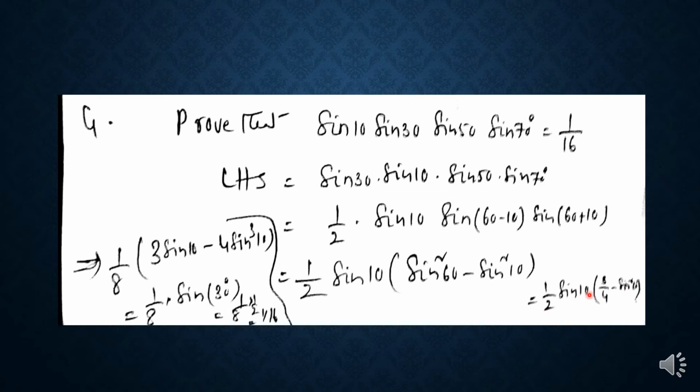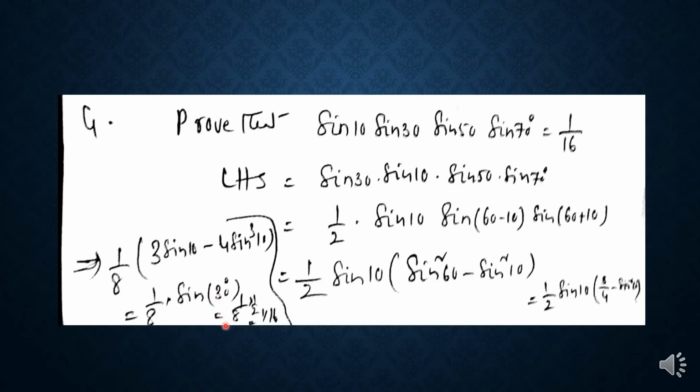So by taking LCM here, we will get 1 by 2 sine 10, here the LCM is 4, that becomes 3 minus 4 sine square 10. So 1 by 2 into 1 by 4 becomes 1 by 8 into sine 10 into 3, that is 3 sine 10 minus 4 sine cube 10. 3 sine A minus 4 sine cube A is in the form of sine 3A. That is 1 by 8 into sine 3A, and here A is equal to 10 degrees, sine of 3 into 10, that is sine 30 degrees.